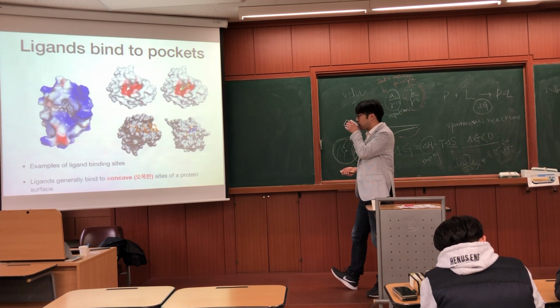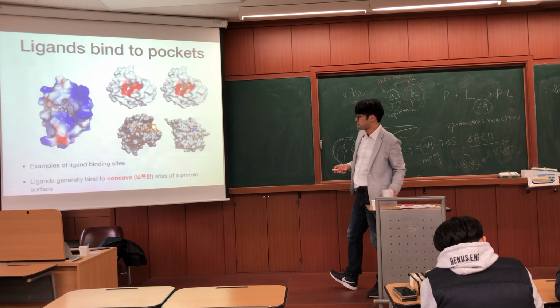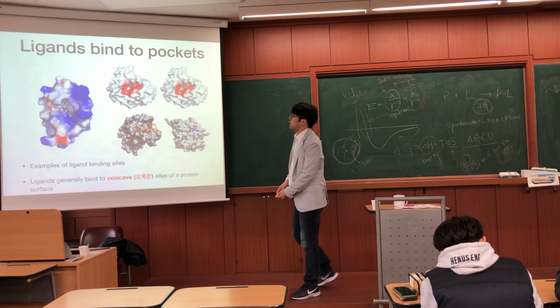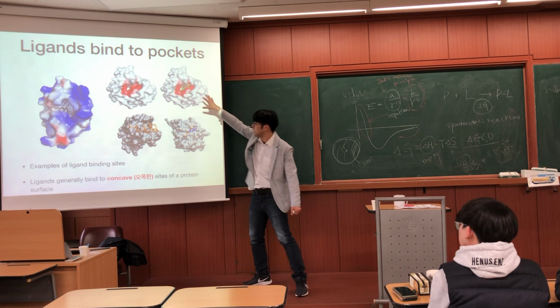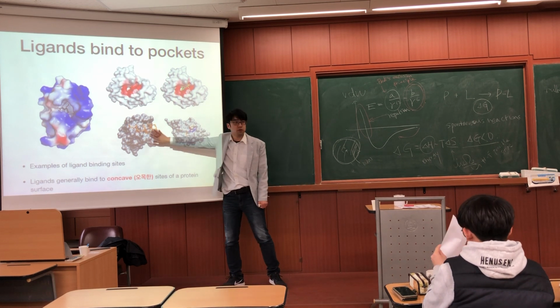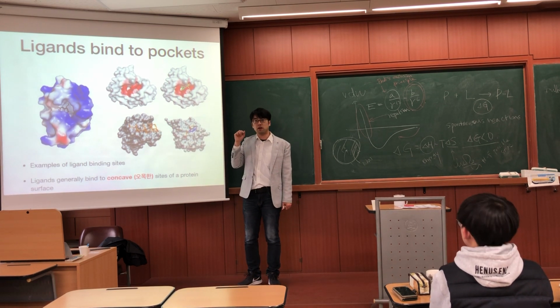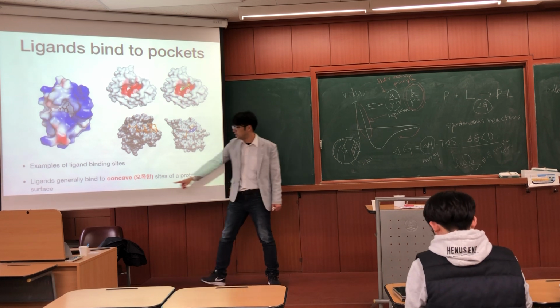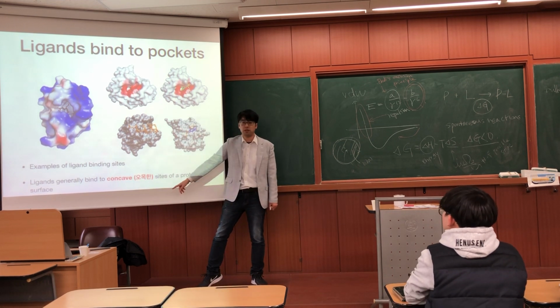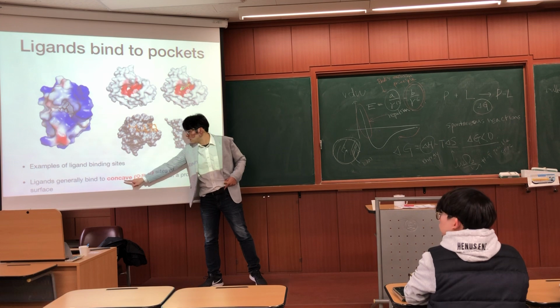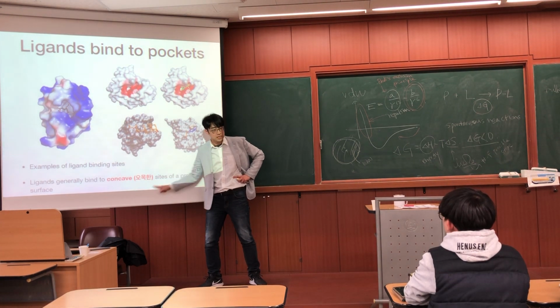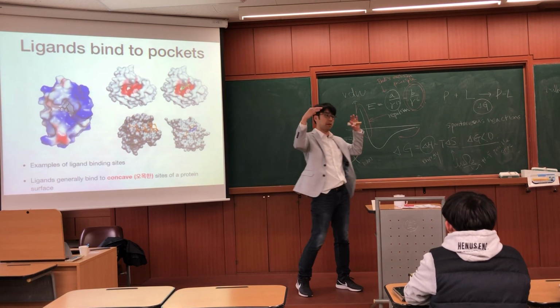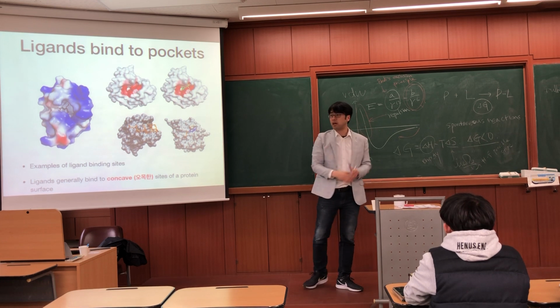And ligands generally bind to pockets. As I told you, ligands are generally bound to concave spots on the protein surface. What is concave? You may not be familiar with the word concave. So concave means this. So generally, ligands bind to a concave spot.